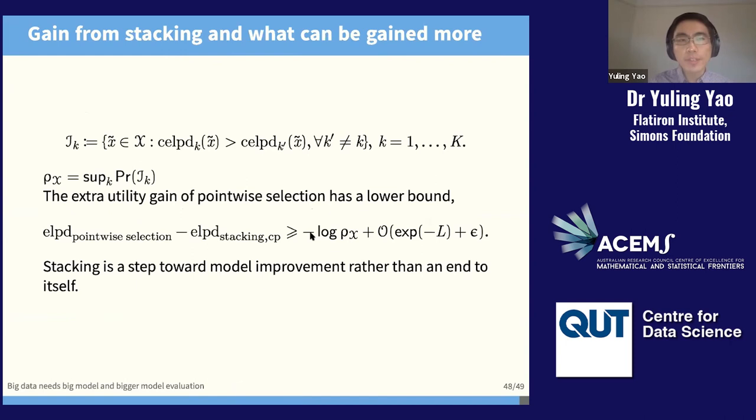But that's not the end of the story, because I can also look at what if I change from stacking to pointwise selection? That is, for every X, I just select the model which I know has the best performance on that X. It turns out this pointwise selection also has a utility gain over stacking, which also depends on this rho. So paradoxically, if you have very heterogeneous model fits, then stacking is much better than model selection. On the other hand, pointwise model selection is even better than stacking. And in that sense, that's the reason why we want to change from stacking to hierarchical stacking, which gives you pointwise model weights.